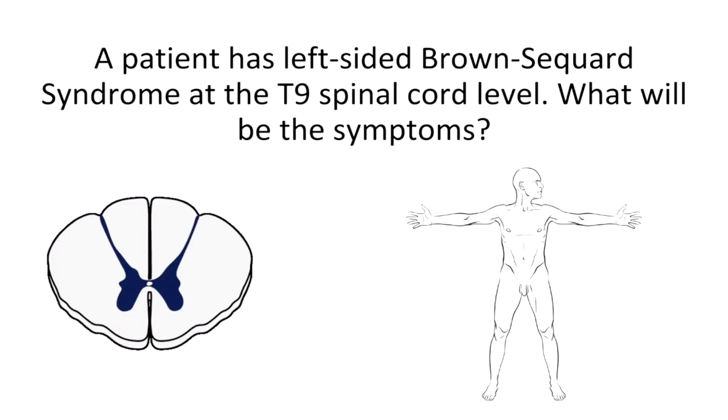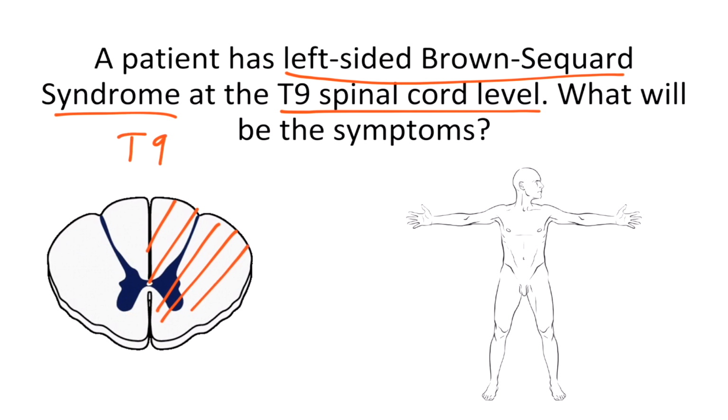So let's say a patient has left-sided Brown-Séquard syndrome. This is at the T9 spinal cord level. What will be the symptoms? Okay, so here we have a cross-section of the T9 spinal cord, and this portion would be totally damaged. And that's what Brown-Séquard syndrome is, a complete hemisection of one side of the spinal cord. And so this is the patient's left, hence left-sided Brown-Séquard syndrome.